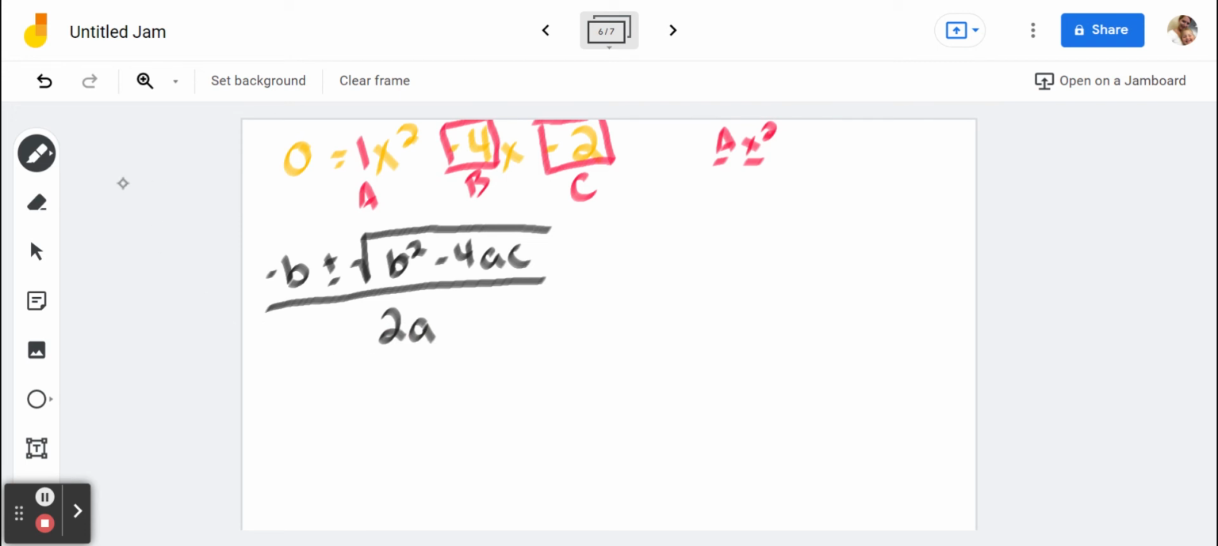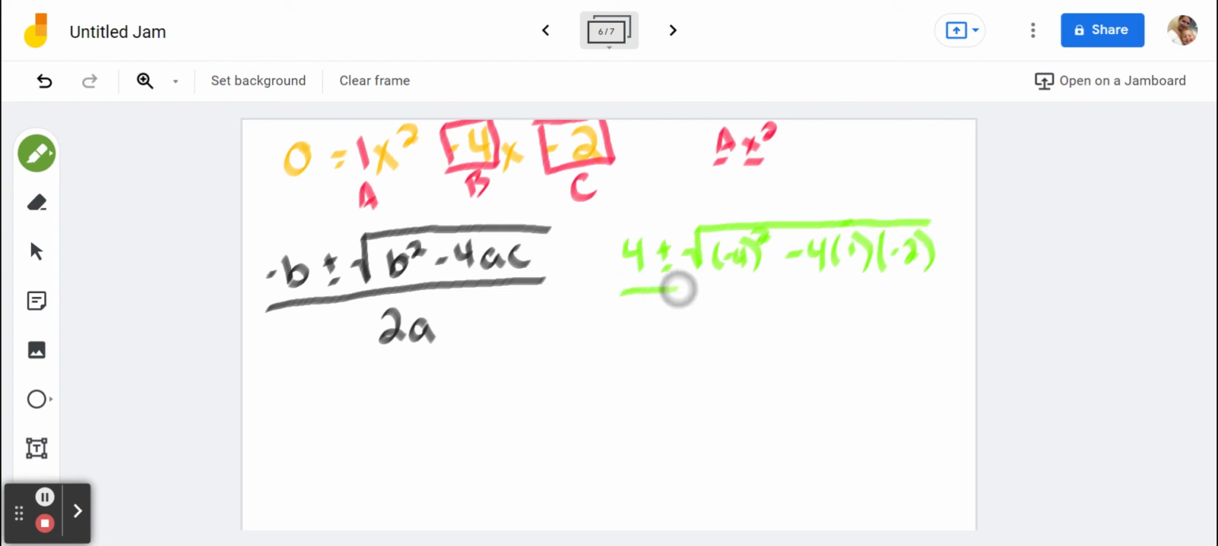Okay, so I'm going to start substituting in here. This is really not a hard thing to do. A negative b is a positive 4, plus or minus the square root of negative 4. I gave it parentheses because if you don't give this parentheses, it's going to come out to a negative number when it should clearly be positive, okay? Squared, minus 4 times 1 times negative 2.